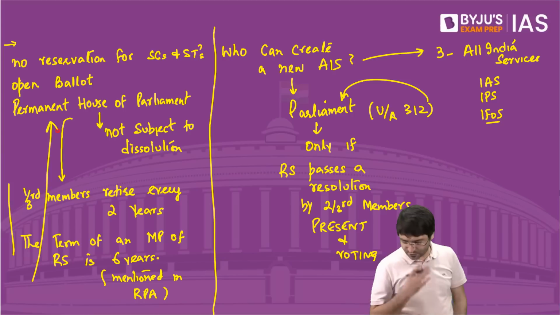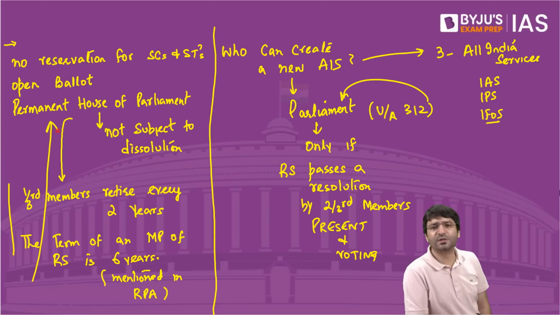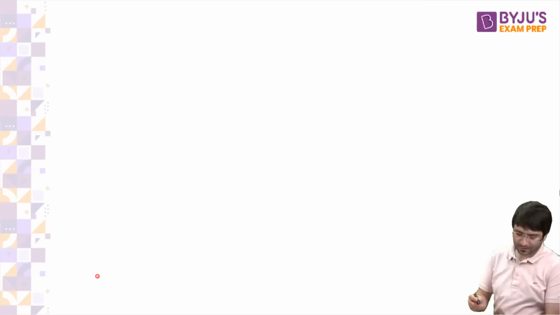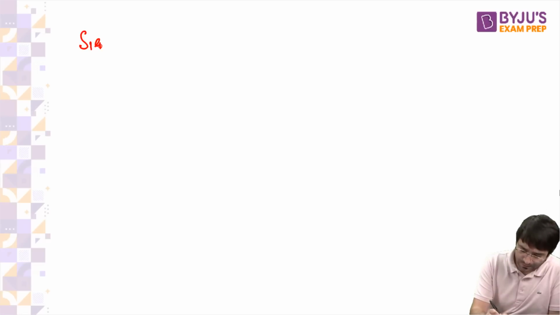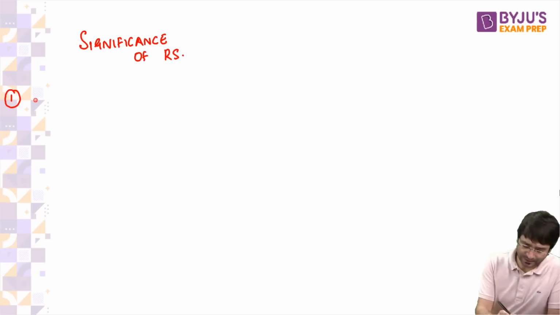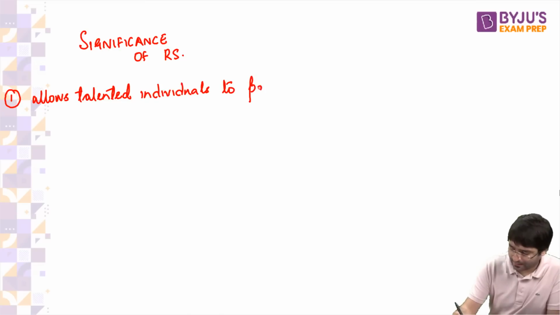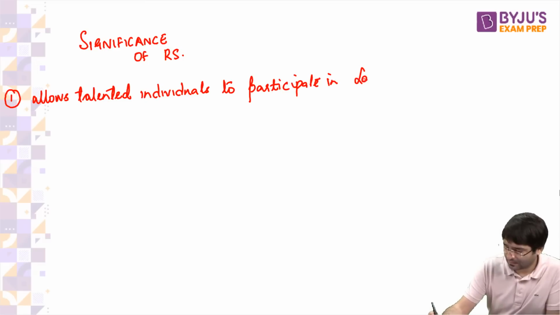Sir, is there a person who is continuously elected to Rajya Sabha? Dr. Manmohan Singh, continuously elected to Rajya Sabha. It allows talented individuals to participate in law-making exercise.